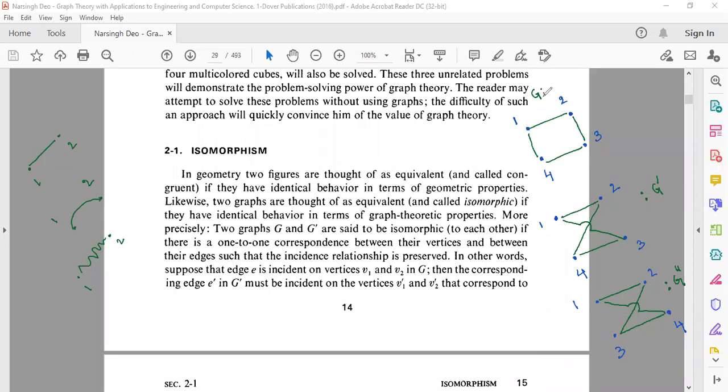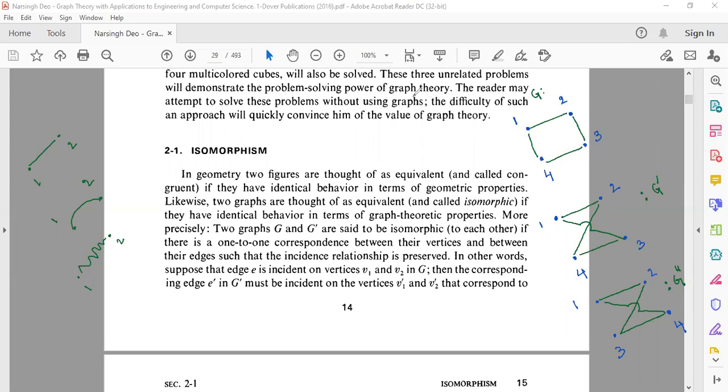But if G and G prime, or G and G double prime, are not isomorphic, then we cannot consider this type of connectivity. If I want capital G, we cannot consider the connectivity shown in G prime. And if G and G double prime are not isomorphic, we cannot consider the connectivity shown in G prime to get capital G. So first of all, you have to study the structure of these graphs.